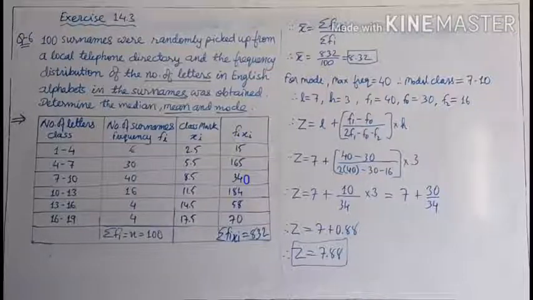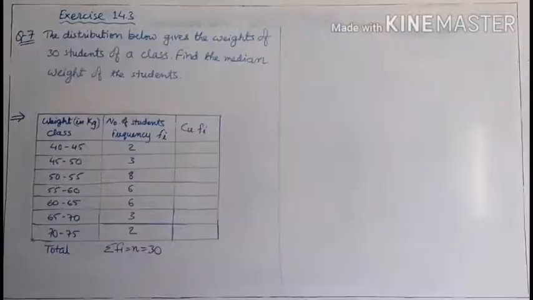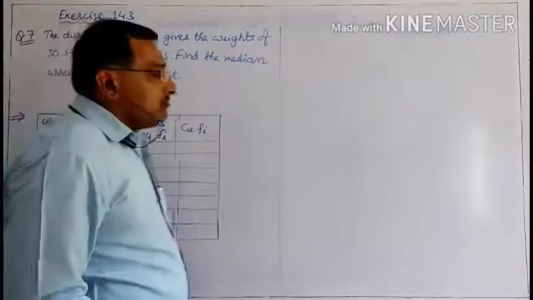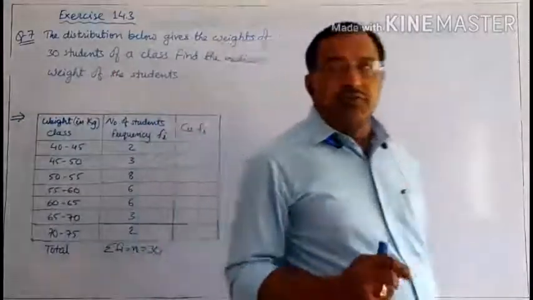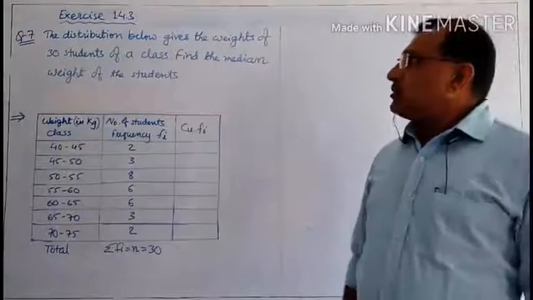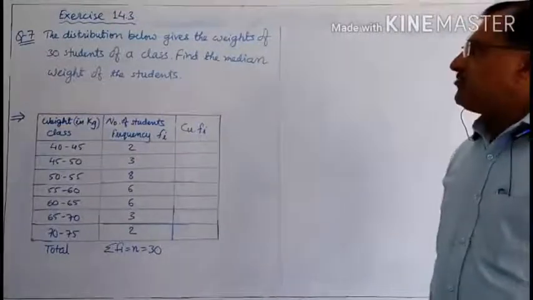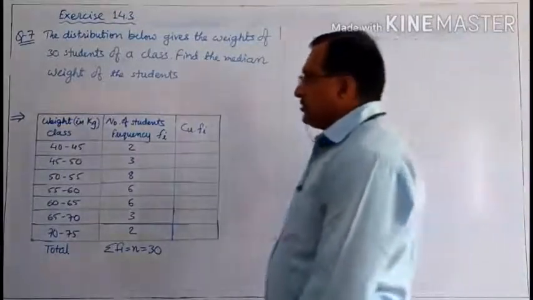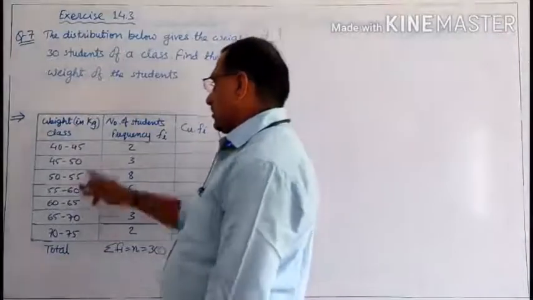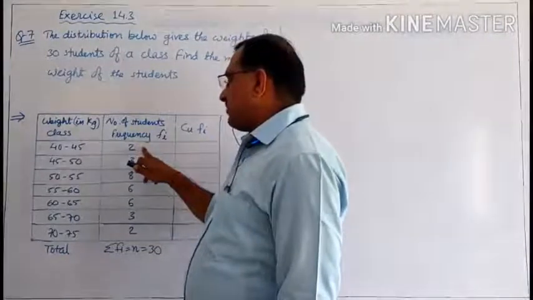Now question number 7. In question 7, the distribution below gives the weights of 30 students of a class. Find the median weight of the students. Here weight is in kilograms, and the number of students is given as frequency.